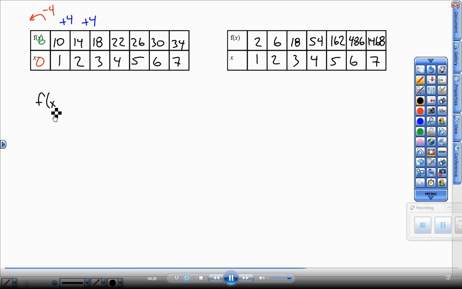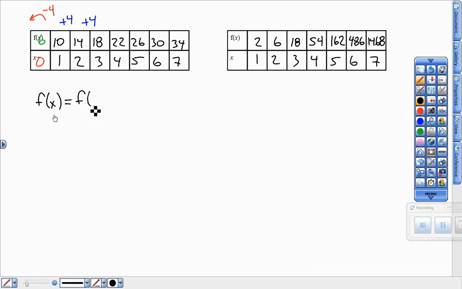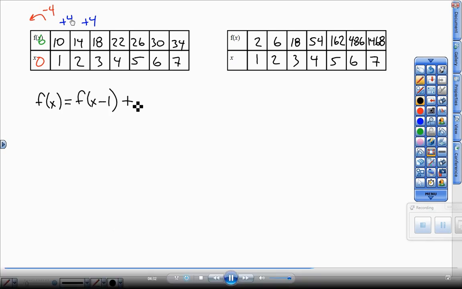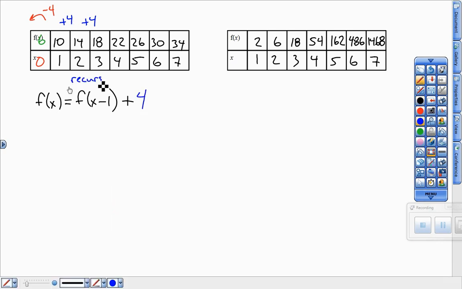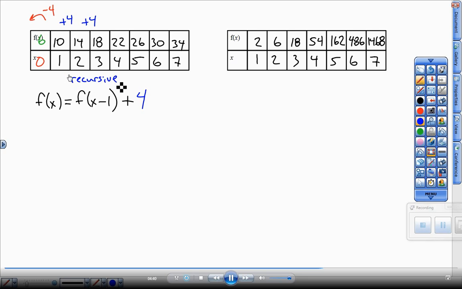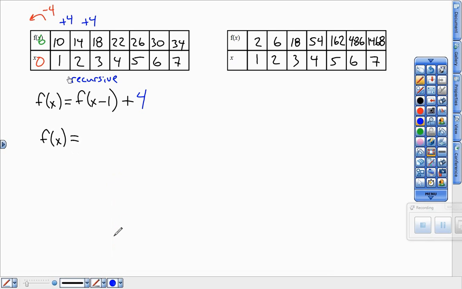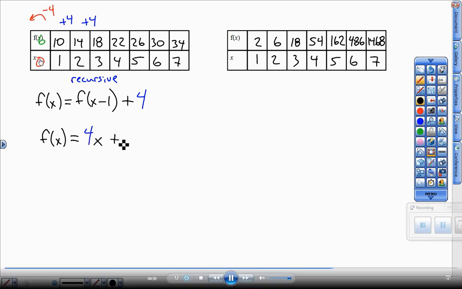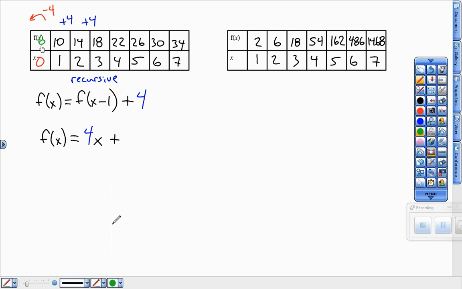The recursive form, f of x equals f of x minus 1 plus that common difference number, plus 4. My explicit would be dx plus f of 0. So explicit would be f of x equals 4x plus that y-intercept term, the 0 term, plus 6.